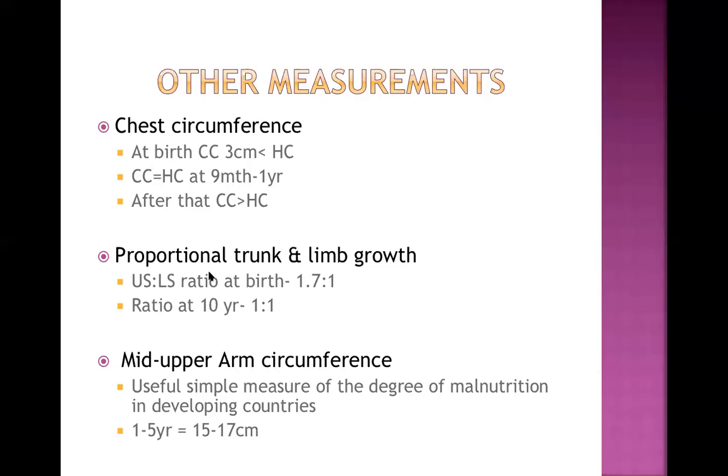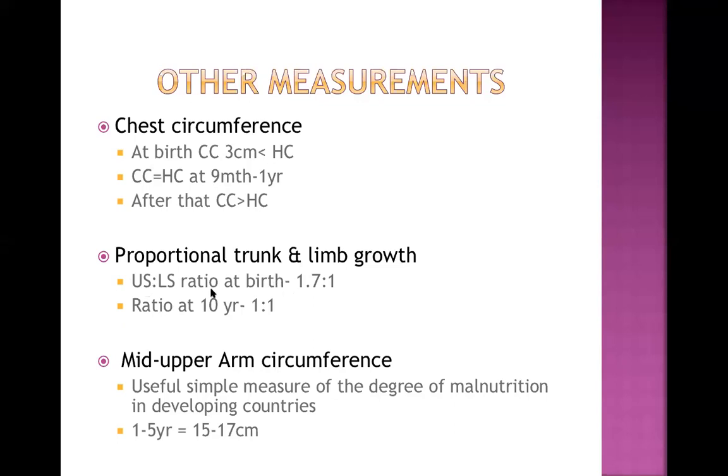Now, regarding the proportional trunk and limb growth, it is known as upper segment to lower segment ratio. Now let me clarify this again for you. What do you mean by this? In the beginning, we take the height of the child. Then from the upper border of the pubic symphysis till the heel area, we measure the lower segment. Then when we subtract this lower segment from the height, upper segment would be there. Now we take the ratio.